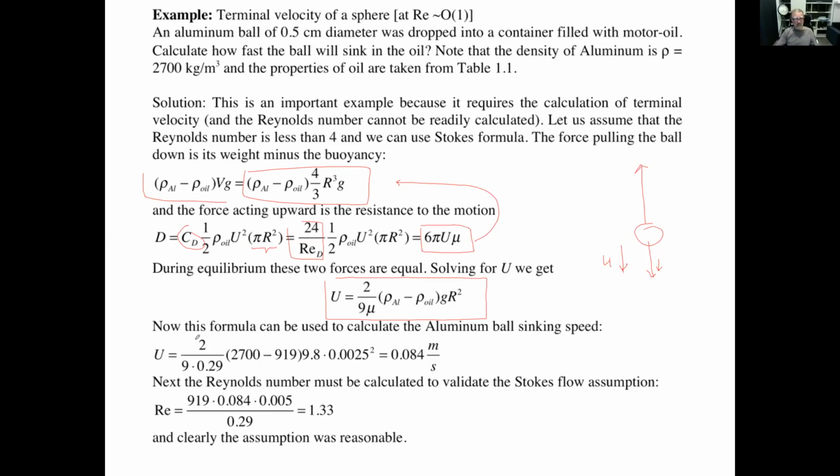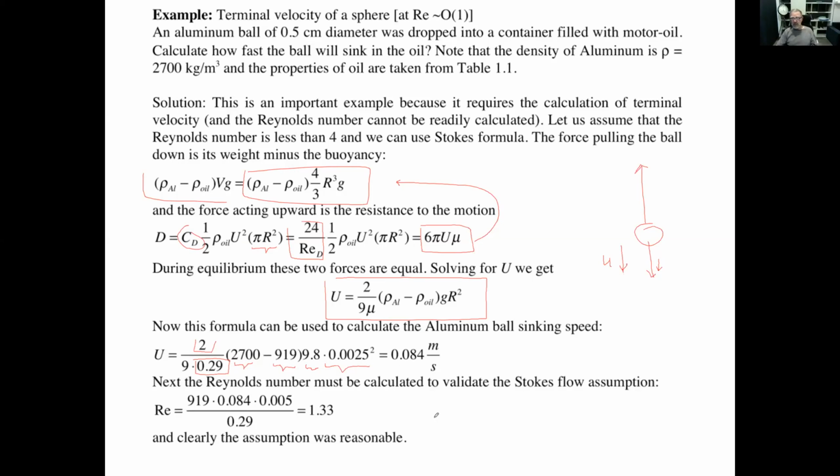So 2, okay, 9 comes from the algebra, viscosity of the oil, density of aluminum, density of the oil, g, and then r squared, the frontal area. And then we end up with like 0.1 meters per second. So very, very slow.